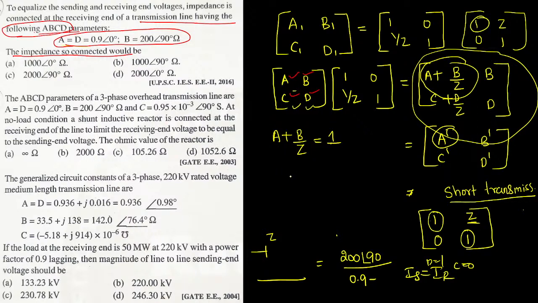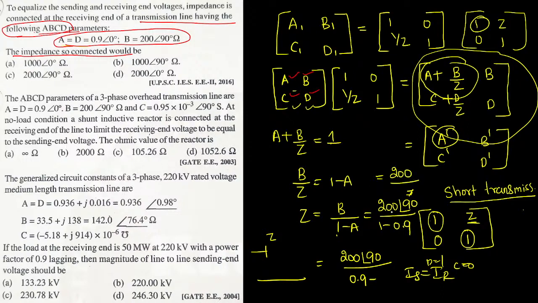From this, what we can suggest is, if you calculate the value of impedance Z, it will be 1 minus A. From this, Z equal to B upon 1 minus A. Now what is the value of B here? It is already given in the question, 200 at an angle of 90 degree divided by 1 minus, what is the value of A? 0.9.